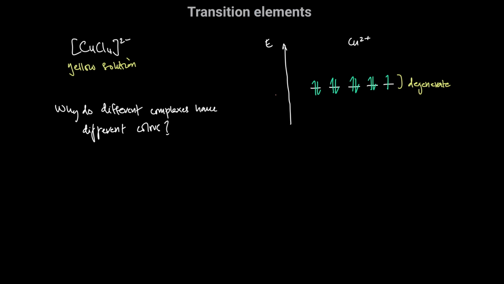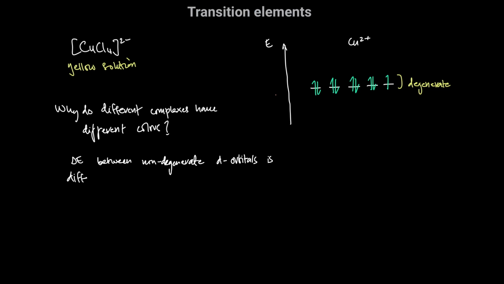The reason different complexes have different colors is that the difference in energy, delta E, between the non-degenerate d orbitals can be different. In different complexes, the difference in energy between those two different sets of d orbitals is different.